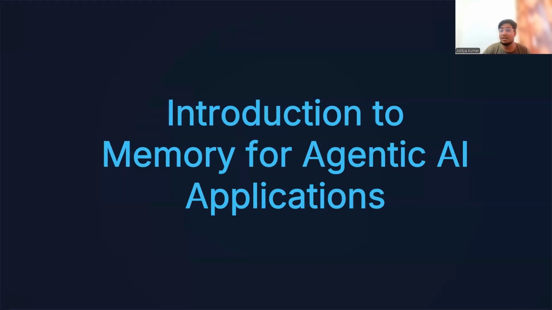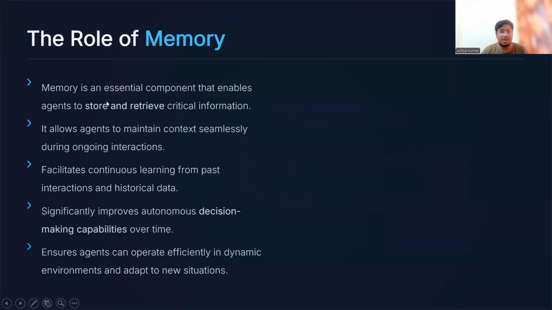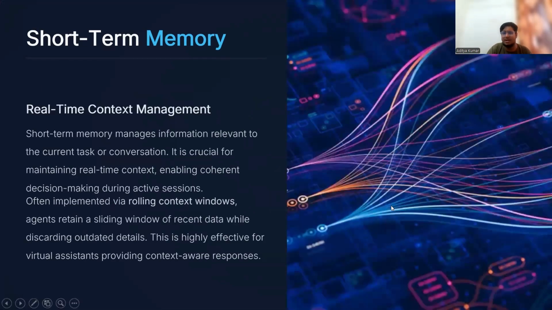So now let's begin the lecture. So what is the role of the memory? As I have already explained and also shown you, the memory is an essential component that enables an agent to store and retrieve critical information, right? It allows the agent to maintain context seamlessly during an ongoing transaction. And the role of memory is endless. It is very easy to understand.